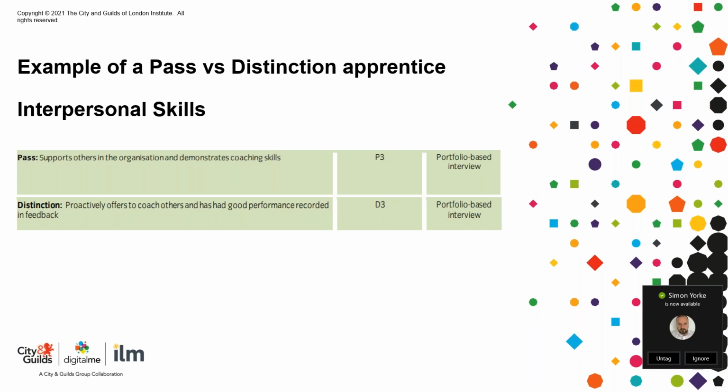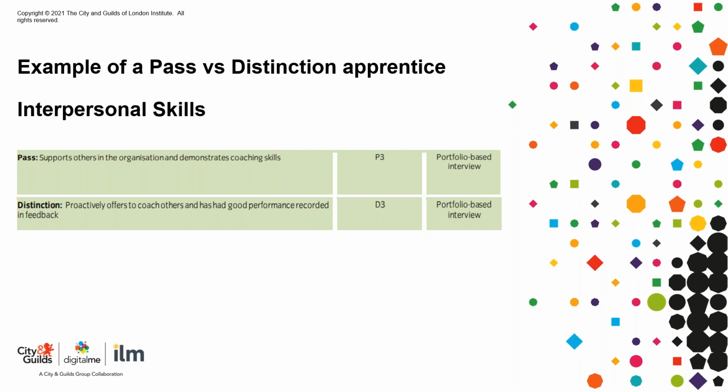For a pass here in interpersonal skills, the apprentice needs to show that they can support others in the organisation and demonstrate coaching skills. For a distinction, they need to proactively offer to coach others and have good performance recorded in feedback. So in response to a question about coaching, a pass level answer could be about how the apprentice has been asked to support a colleague in completing a task, note having been asked, by showing them how to do something. They check they understand, to be sure that they could do it independently afterwards.